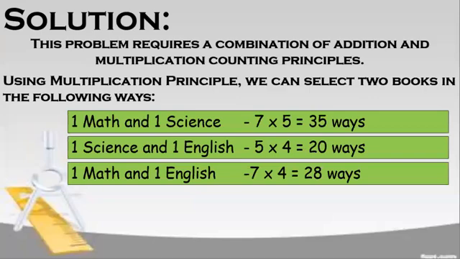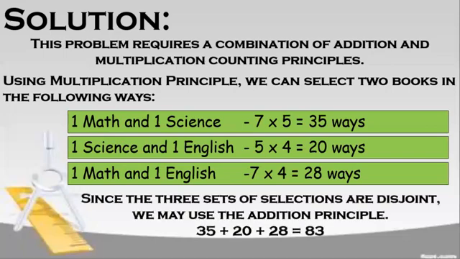Same din po with our science and English. We have 5 science books and 4 English books. So all in all, we have 20 possible ways on how we can have 2 books from science and English. And then from math and English naman po, we have 7 math and then 4 English choices. So multiply lang natin sila. 7 times 4, we have 28 possible ways. So again, from math and science, we have 35 ways kapag po yung math and science books yung pinamilian natin. And then kung science at English naman po yung combination, we have 20 possible ways. And kapag math at English naman po, we have 28 ways. So ginamitan natin sila ng multiplication principle of counting.